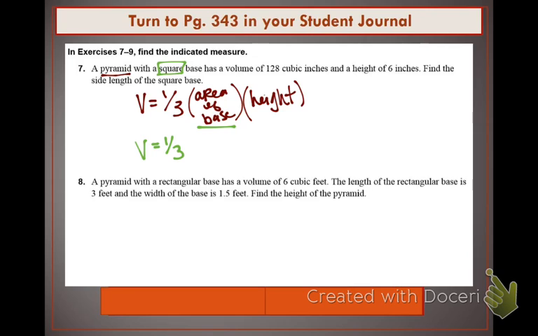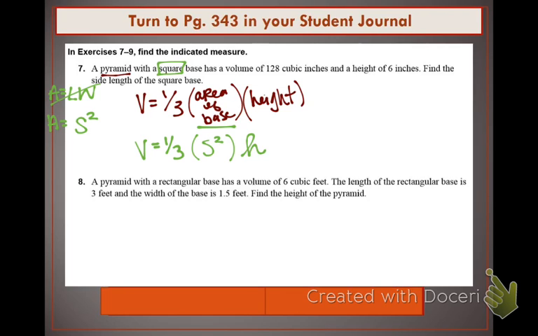Read the whole problem. It has a volume of 128 cubic inches and a height of 6 inches. Find the side length of the square base. Here is where you need to know both square formulas. If you plugged in L and W, what would you think these letters represented? Length and width. You would think they represented different numbers. Do they represent different numbers if this is a square? No. So in this case, you don't want to use length and width. What is the second formula for a square? S squared. So I'm going to plug in S squared and then times the height.